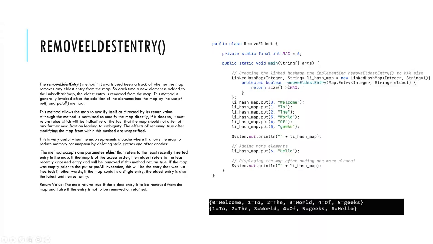So overriding, and in this case it provides maximum data, and then when this size reaches maximum, it will begin to remove the eldest entry of this linked hash map.